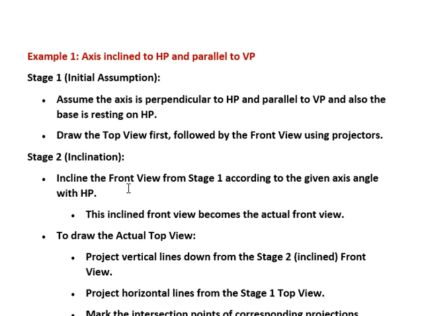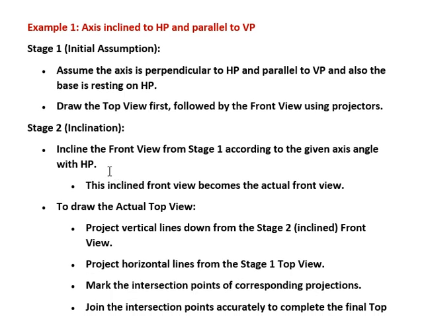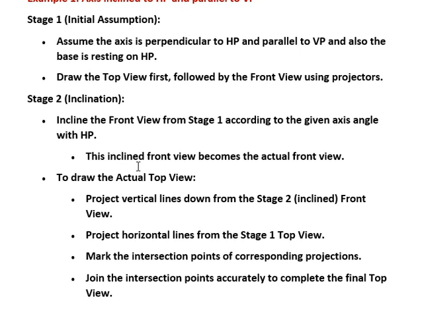Then stage two, that is the actual front and top view based on the given conditions. In stage two, our object axis is inclined to HP, right? That is the condition. So for that inclination, we have to rotate the stage one front view to get the stage two front view. This is based on the given axis conditions. We have to rotate the stage one front view. The inclined front view becomes the actual front view.